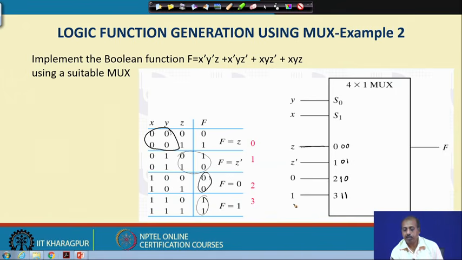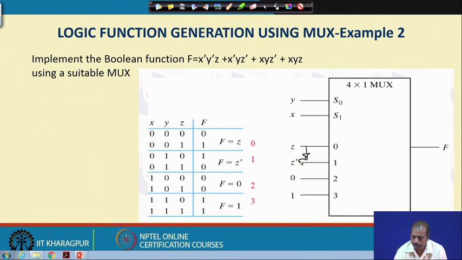So, I take a 4:1 multiplexer, then of course, I need some additional circuitry. Apart from the multiplexer, I need an inverter for getting this z bar. Otherwise I can do it like this. So, this way you can realize the circuits using different numbers of multiplexers.